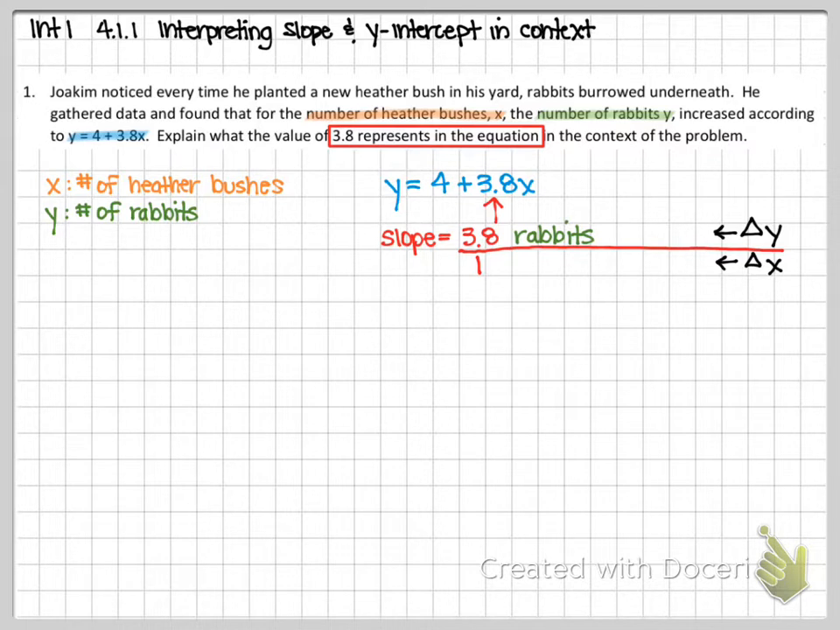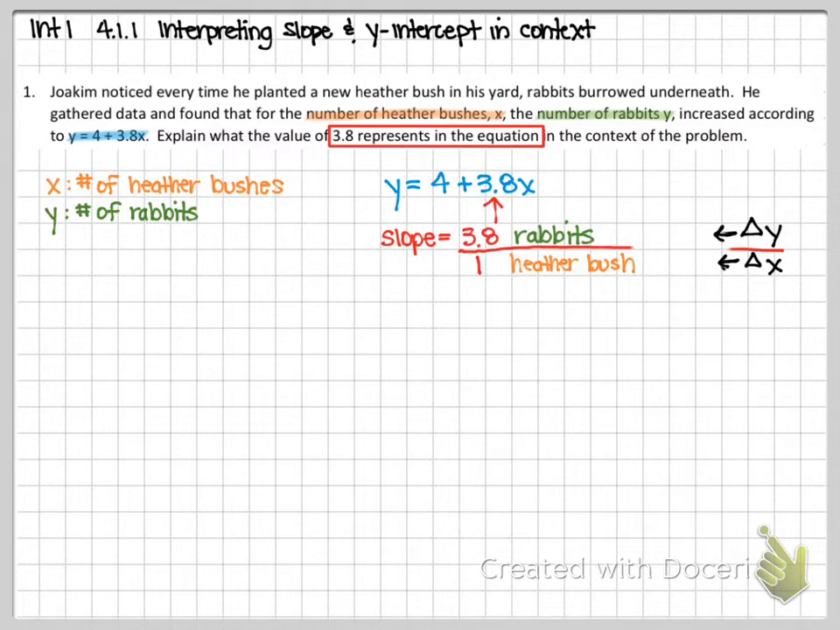We'll do the same thing with the x. Well, x was identified as the number of heather bushes. So I would say this is 1 heather bush on the bottom. Again, reminiscent of what we did with the big race, but just in reverse. So we'll get rid of that extra bit of the fraction bar. Just remember, it's y on top and x on the bottom.